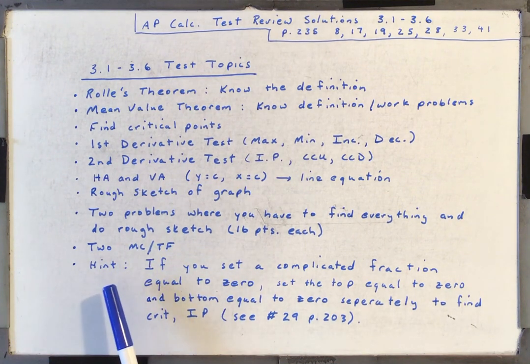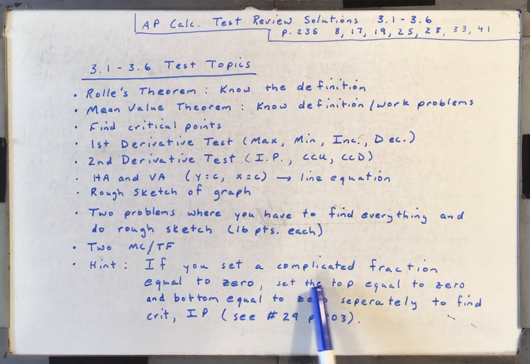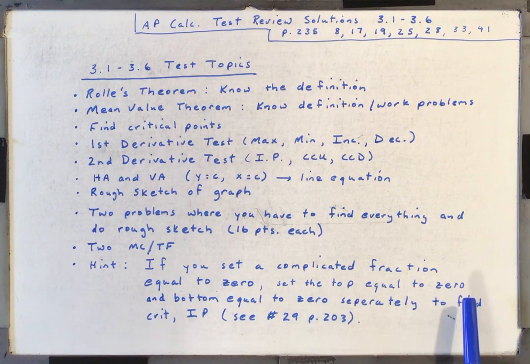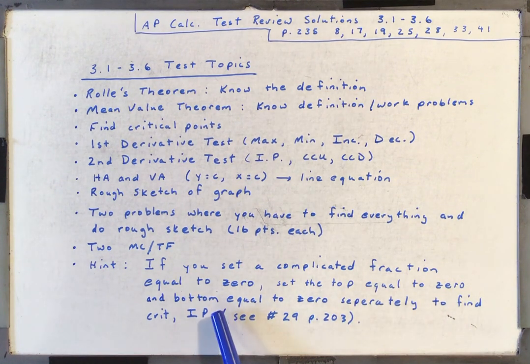And just a hint here, if you have a complicated fraction, and you need to set that equal to 0 to find the critical points or inflection points, you only need to set the top or the numerator equal to 0 to find where the function's equal to 0. And then if you need to find also where the function's undefined, if there is any spot where it's undefined, that's when you set the bottom or the denominator equal to 0.